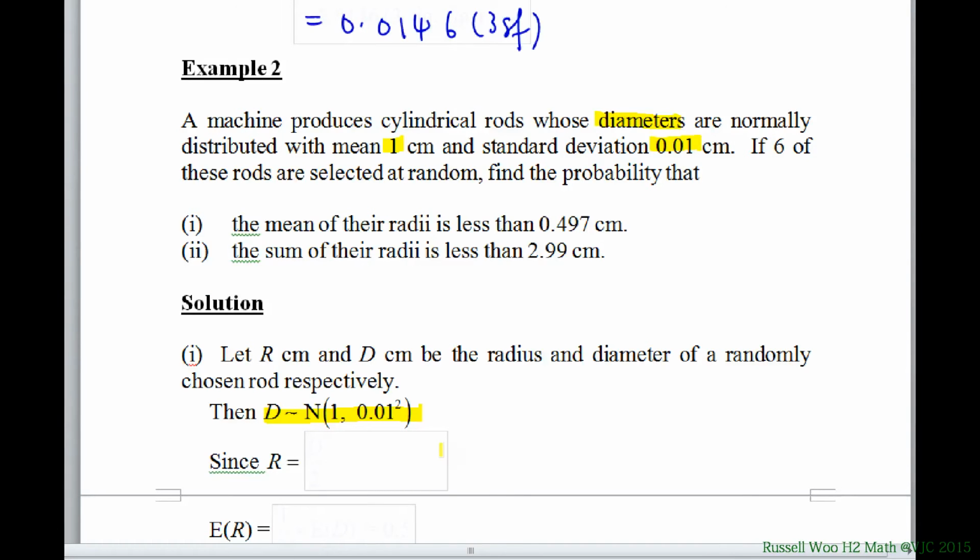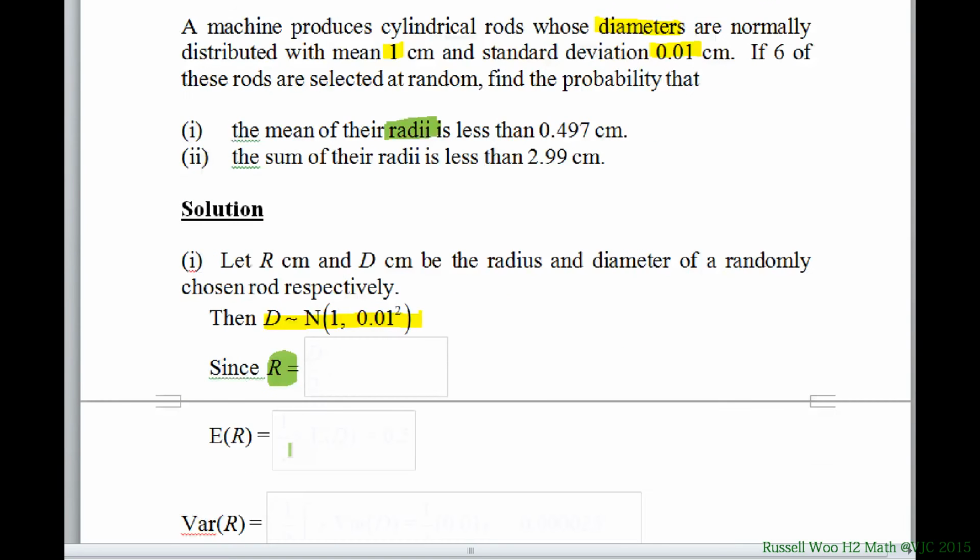The only problem now is in the question, they want to find the probability that the mean of their radius, not diameter, you have to be very careful, is less than 0.4. So if you are interested in radius, then be careful because we want radius. So I let R. If diameters are normally distributed, then the radius, which is actually diameter divided by 2, should also be normally distributed. Correct? R is 0.5 D.